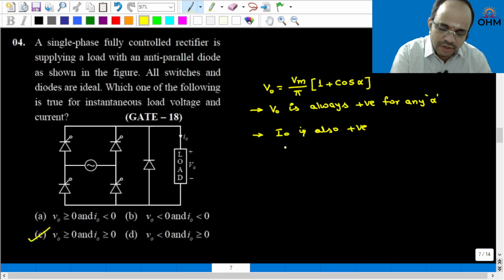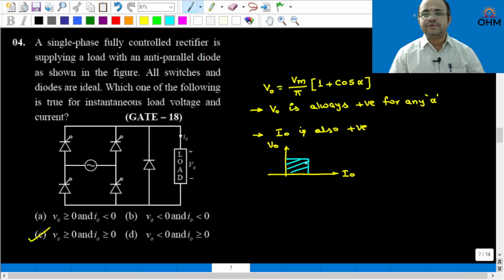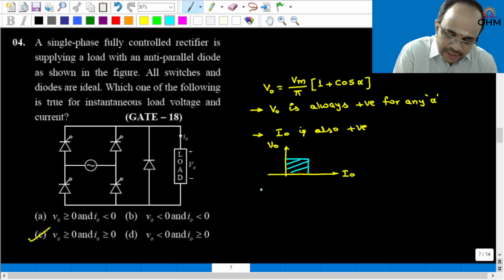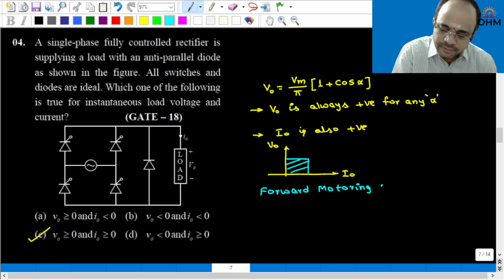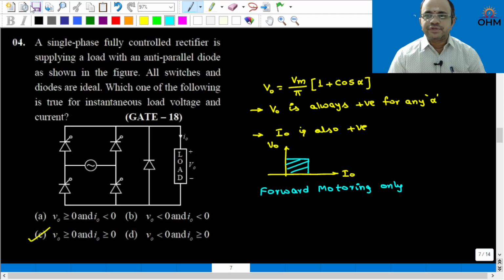The same question we can also expect in a quadrant diagram, something like this. This is V naught and this is I naught. In this case, this particular circuit will give you only the first quadrant of operation. Again, if I extend the same question, suppose I consider the load as a DC motor, this circuit can provide forward motoring operation only. We can have a question in any way.